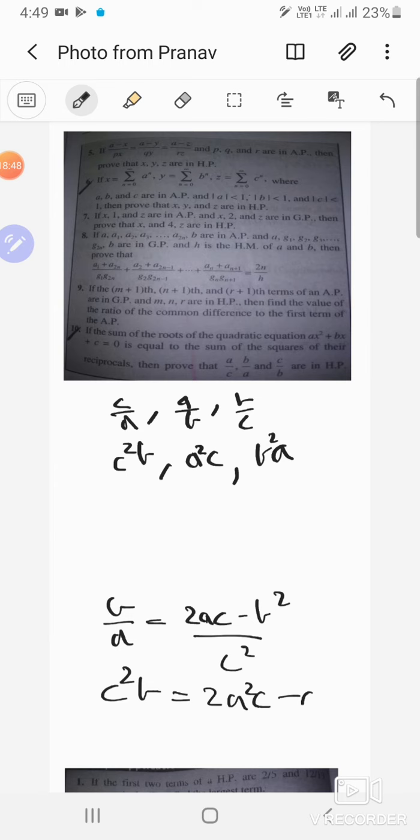That means that x, y, z are in harmonic progression because the reciprocals are in arithmetic progression. Fine. Let's go to the next question.